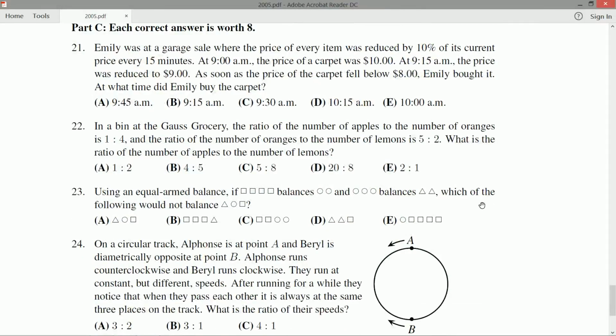In a bin at the Gauss grocery, the ratio of the number of apples to the number of oranges is 1 to 4. And the ratio of the number of oranges to the number of lemons is 5 to 2. Whoa, okay. So they're throwing ratios at us. That's a little manageable. What is the ratio of the number of apples to the number of lemons?